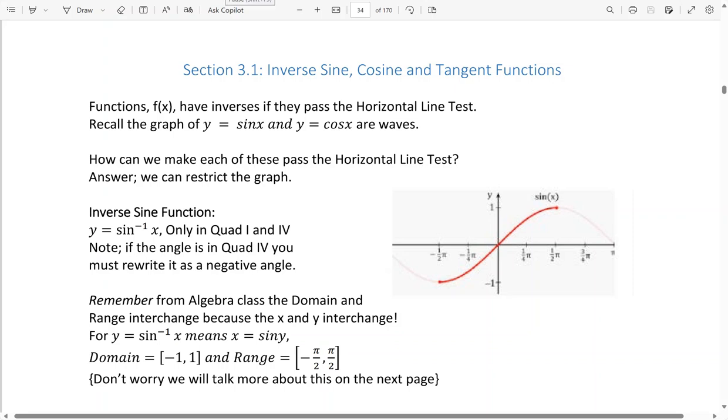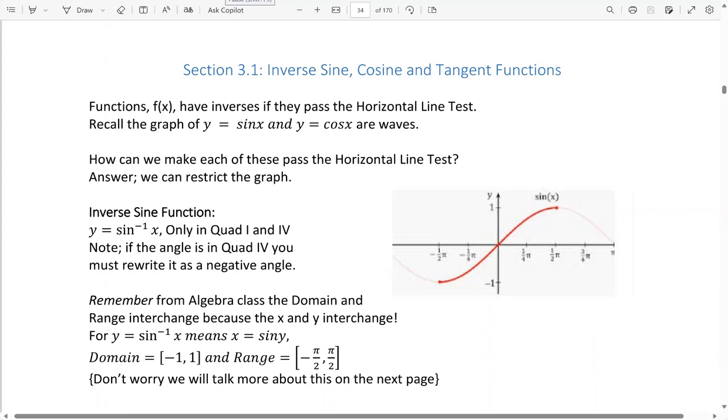This section is on inverse trig functions, and it is a throwback to the inverses that we talked about in college algebra. Remember, it was a four-step process. We would change f of x to y, swap the x's and the y's, and then solve for the new y equation. It's the same thing going on here with the trig function.